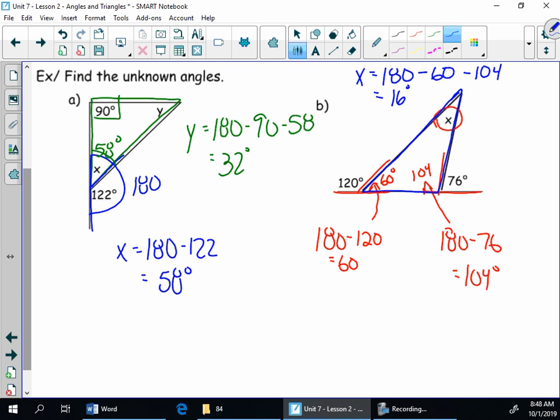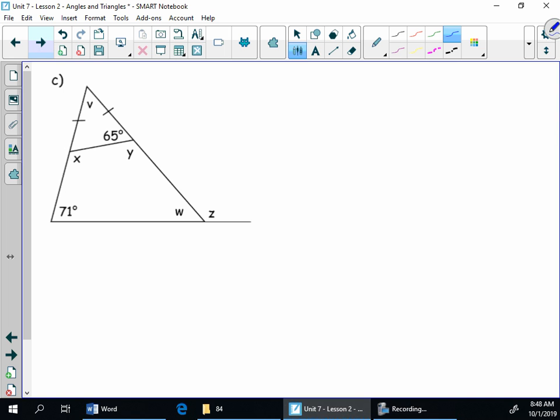I'm going to try one more. Tricky one here. All kinds of letters in this one. When I look at this diagram, the first thing I notice is I got a whole bunch of things going on. I got some triangles. I got a small triangle. But I also have a big triangle.